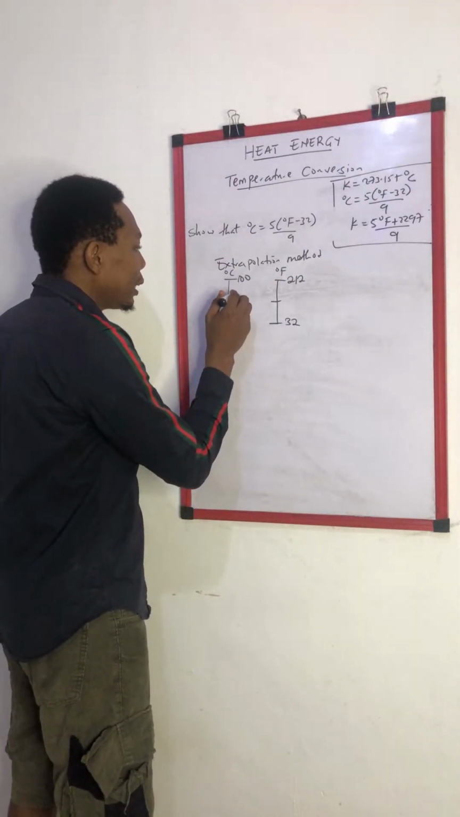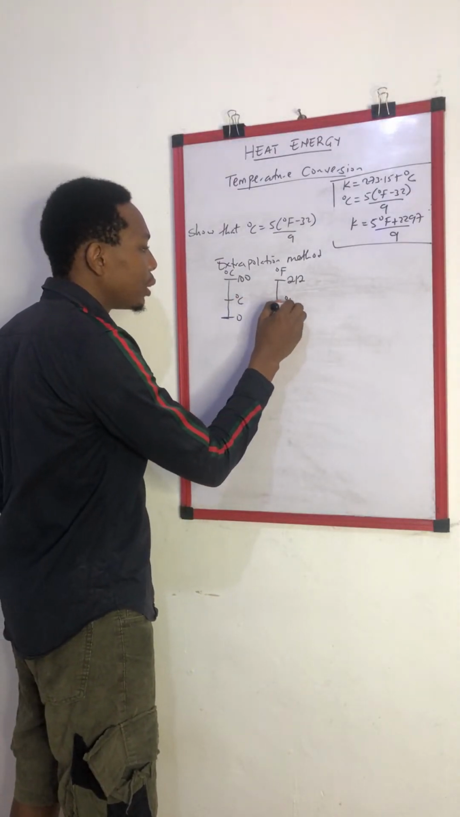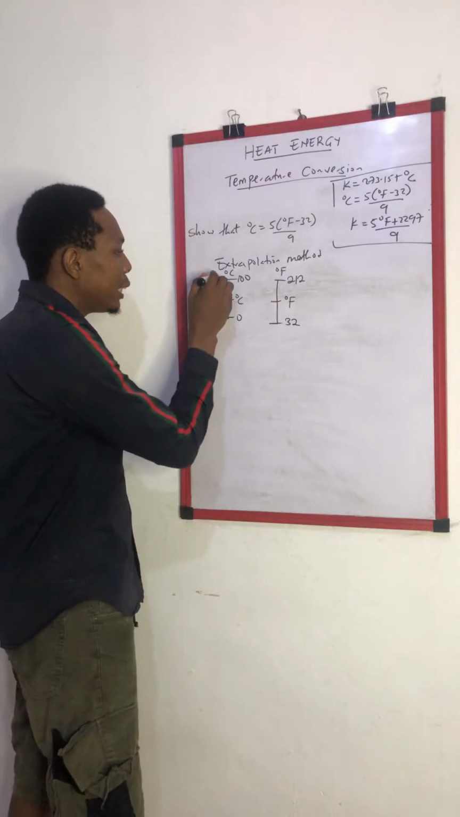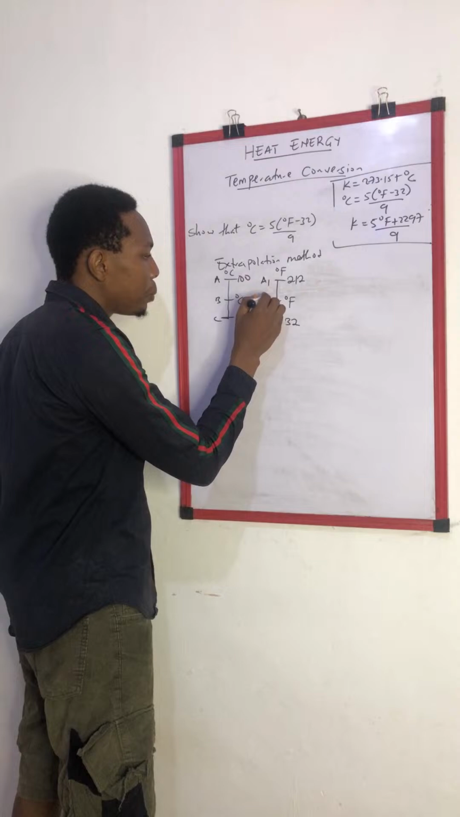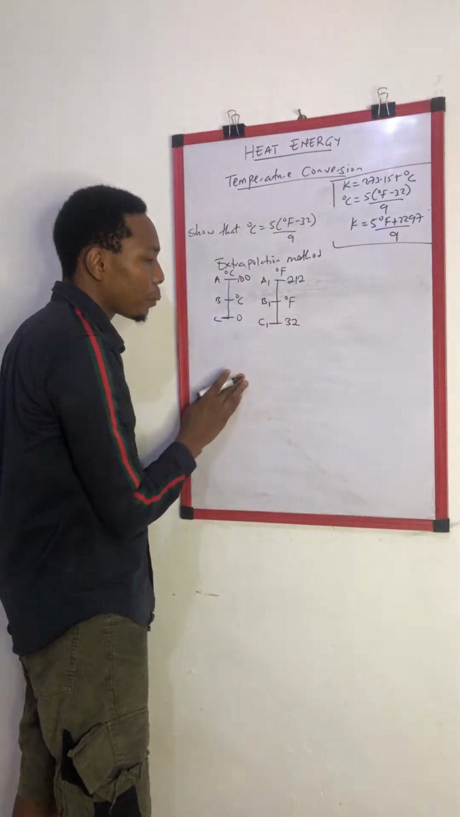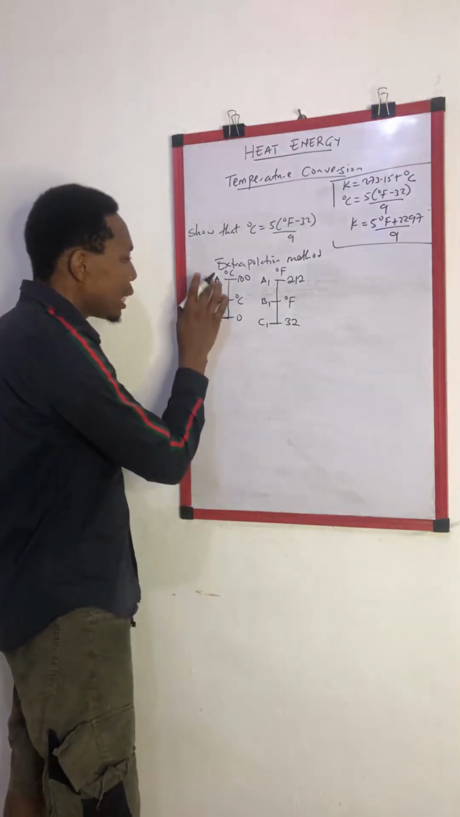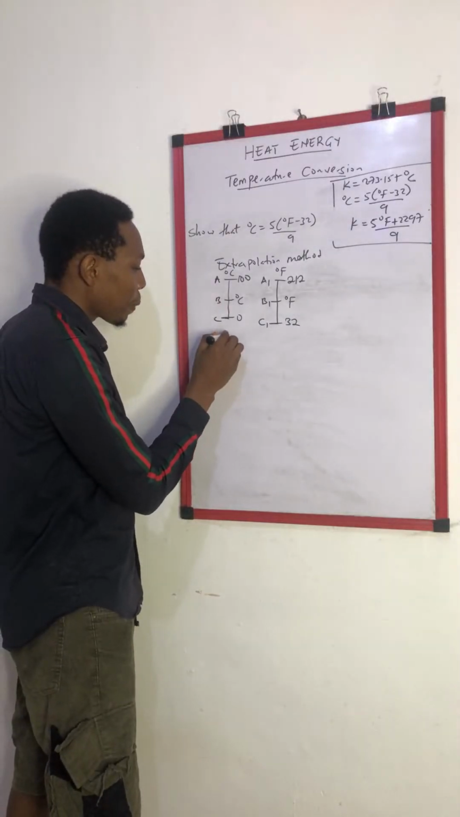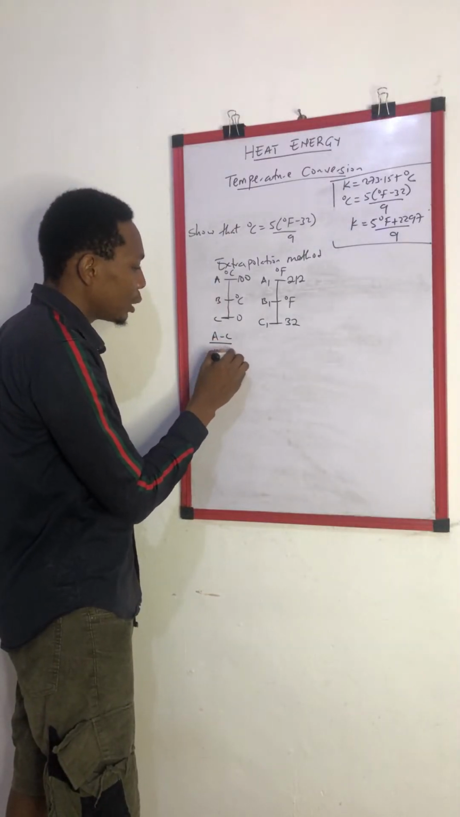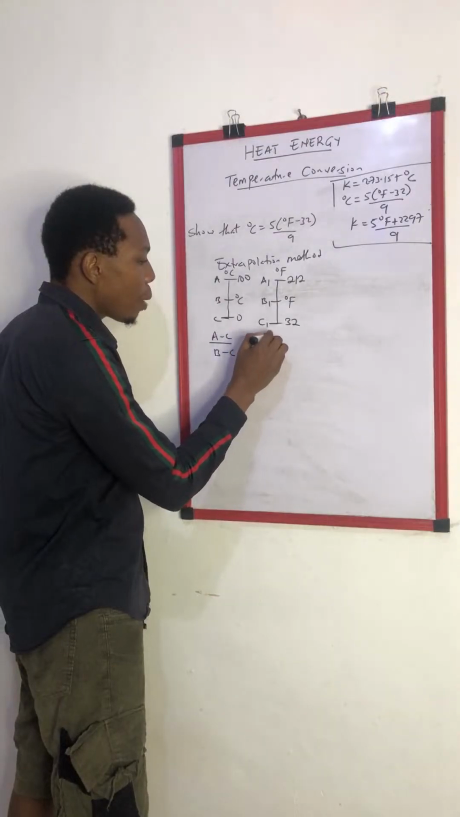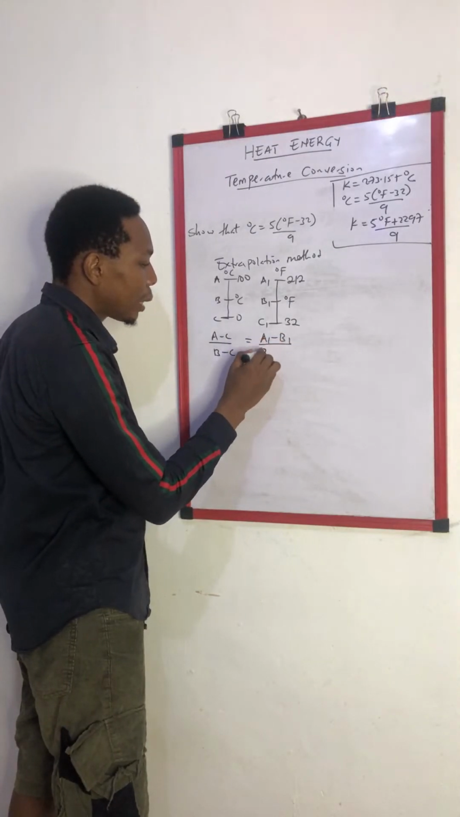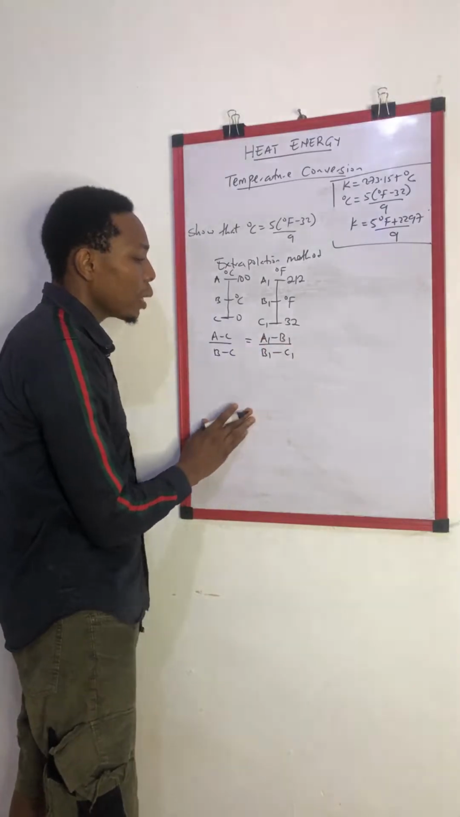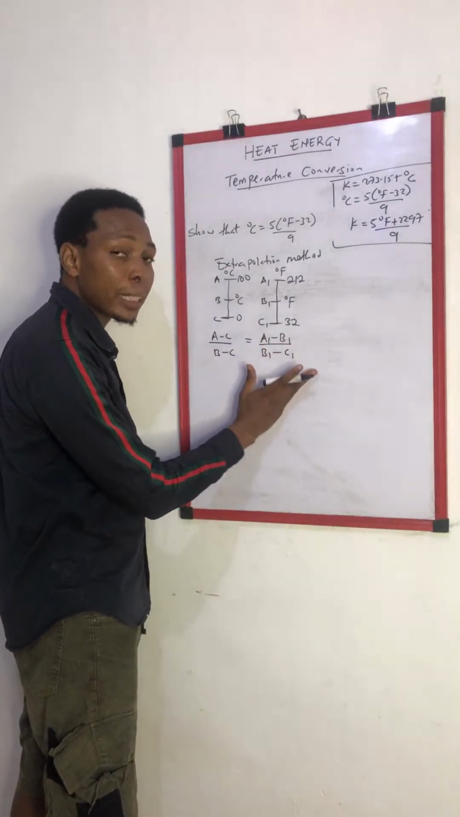Then remember, here is degree Celsius and here is degree Fahrenheit. So here is A, B, and C. You call here A1, call here B1, and call here C1. Now, this is how to go about it. Here we have A minus C all over B minus C equals A1 minus B1 all over B1 minus C1. Now, what happens on this side is what is happening on this side.